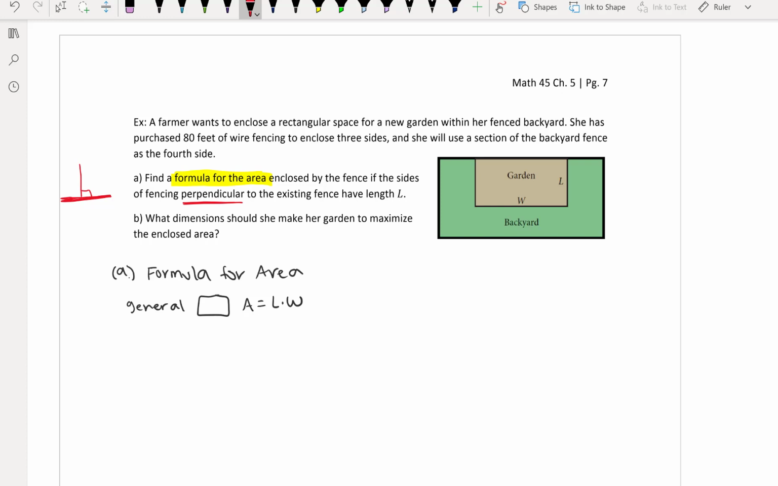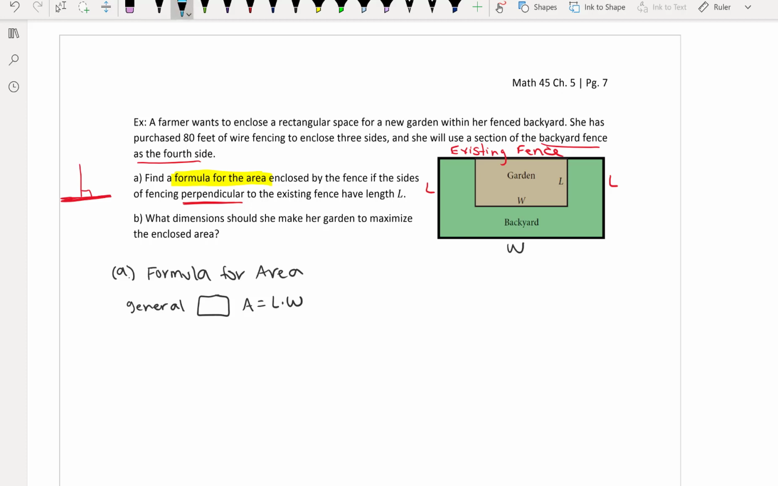So perpendicular, so they are touching. And we know that they're already using the existing backyard fence as the 4th side. So this is an existing fence, and perpendicular to that is length L. That tells us then we have a width over there. So we have 2 L's, 2 lengths, and 1 W, which is 1 width, okay?